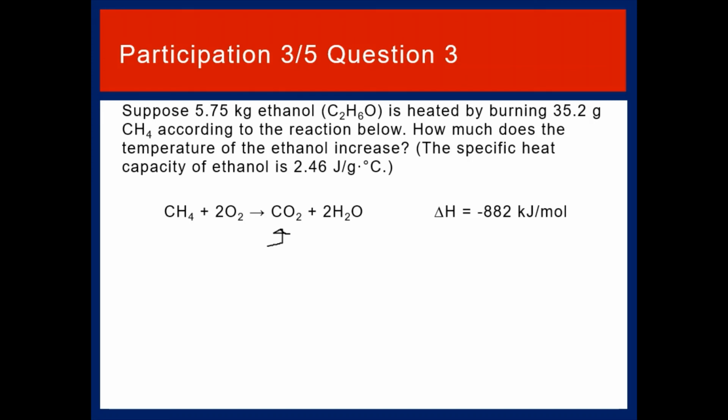So this is question 3 for participation 3.5, due Friday, March 5th at 11:55 p.m. on Blackboard. Suppose 5.75 kilograms of ethanol is heated by burning 35.2 grams of CH4 according to the reaction below. How much does the temperature of ethanol increase by? The specific heat capacity of ethanol is 2.46 joules per gram degrees Celsius.